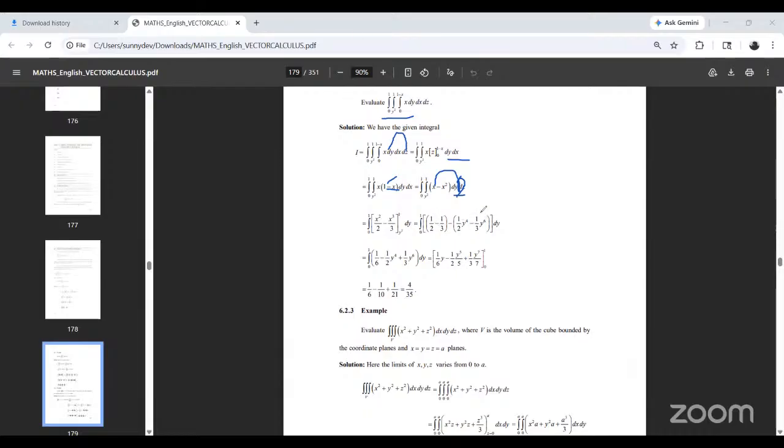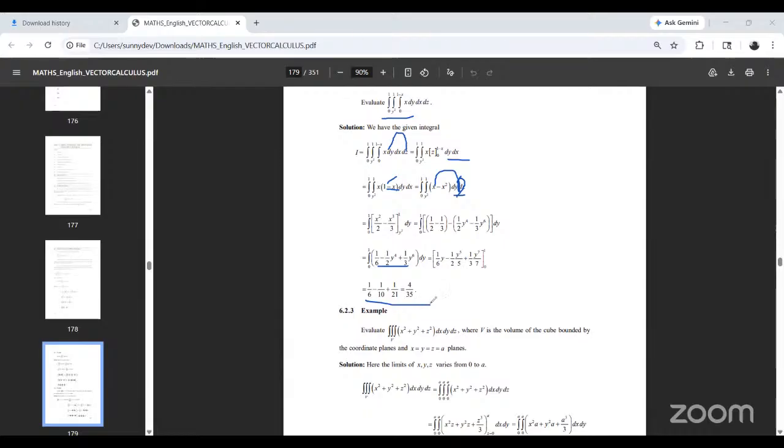Okay, this is the thing. After the simplification, we got this. Now we have to do the integration with y. That becomes 1 by 6 into y minus 1 by 2 into y power of 5 by 5 plus 1 by 3 into y power of 7 by 7, from 0 to 1. Now apply the limits. Upper limit is 1 and the lower limit is 0.